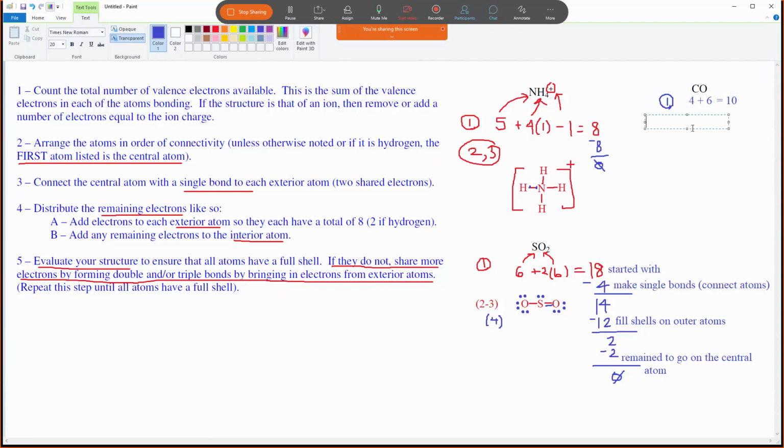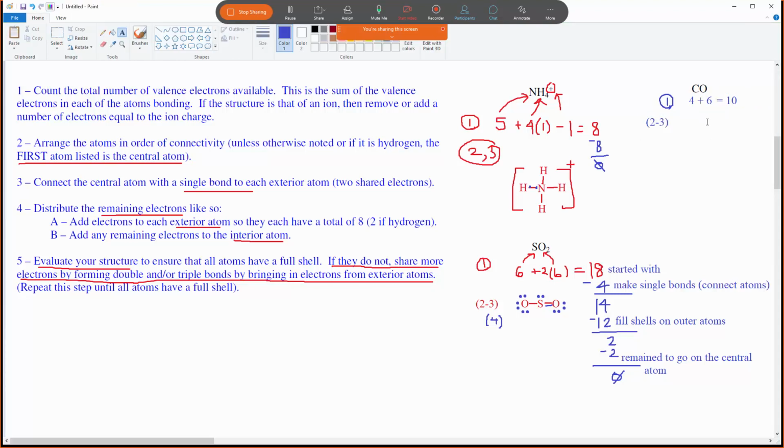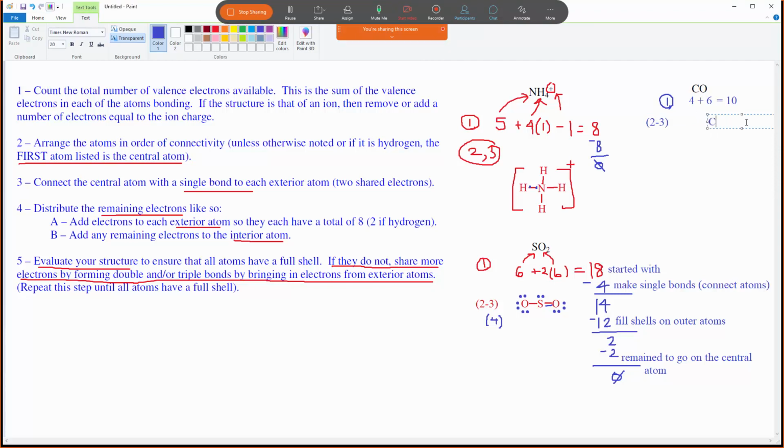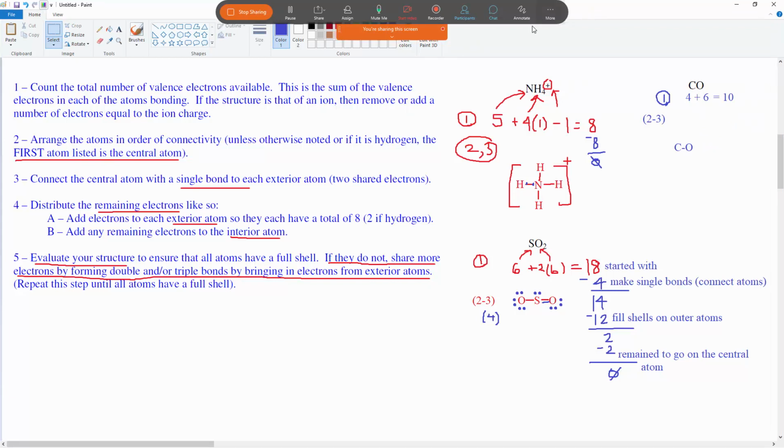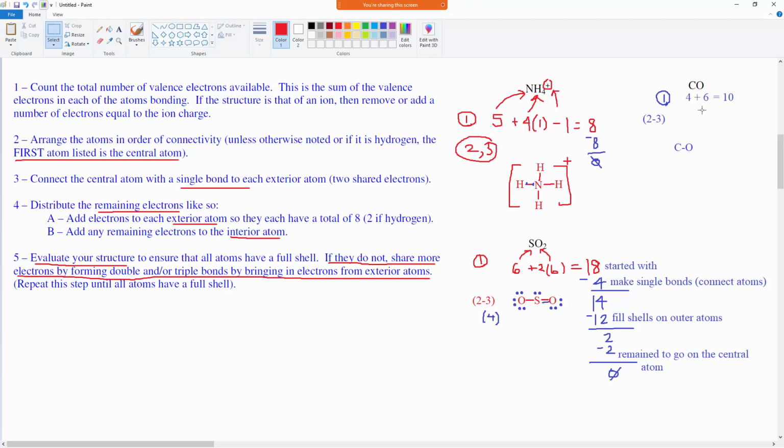So then steps 2 and 3, you could say carbon central, but there's only 2 atoms. So we're just going to put 2 atoms there. That looks pretty simple, right? Pretty straightforward. All right. How many electrons have I used up to give it a single bond there? Good, I've just used up 2 electrons. Okay, so I can subtract 2 from my 10. How many do I have left?